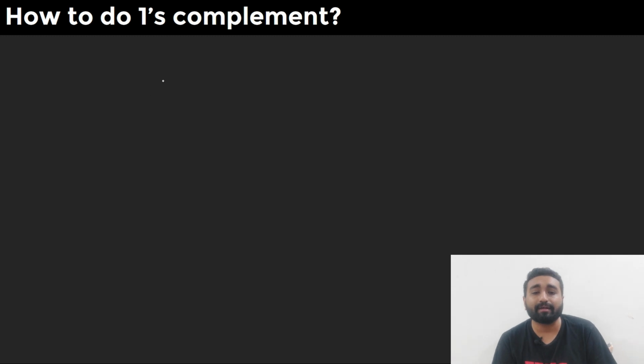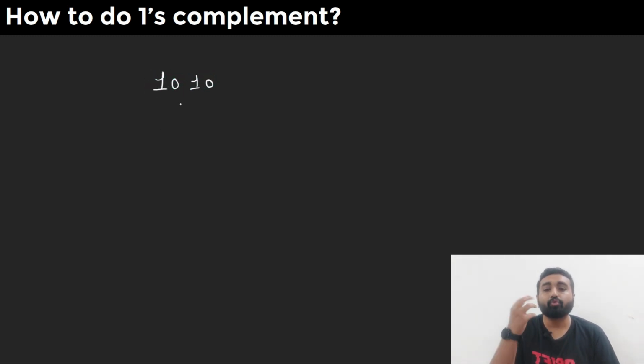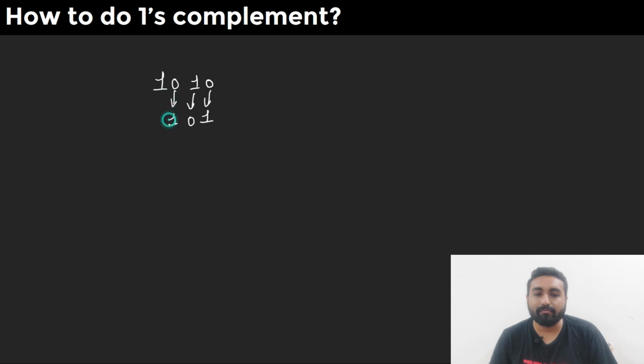Let's say you are having a number, let's say it is 1010. When you do its 1's complement, all the ones will be replaced by zeros and all the zeros will be replaced by ones. So if you see, this 0 will become 1, this 1 will become 0, this 0 will become 1 and this 1 will become 0. So this is the 1's complement, right?